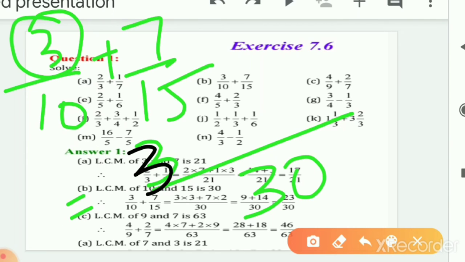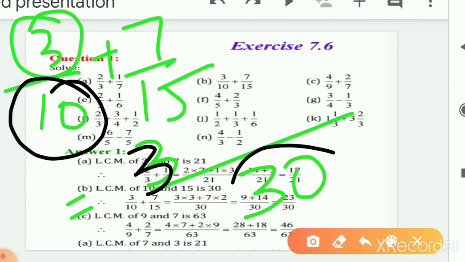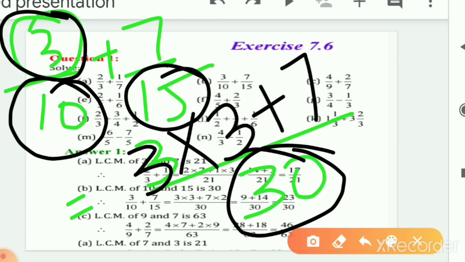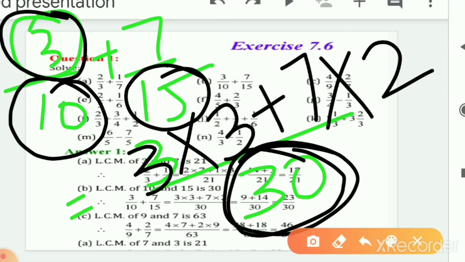Write this 3 here. Now in the table of 10, 30 comes how many times? 10 3 ja is 30. 3 ja, right? So multiply the above numerator by 3. Now plus sign will come here. Write 7 as it is. In the table of 15, 30 comes how many times? 15 2 ja is 30. When you do it in such a way, you will never go wrong.